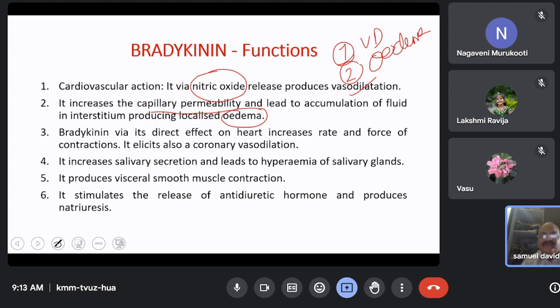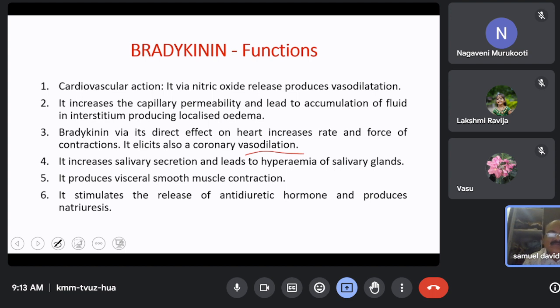And the third one is via its direct effect on heart, it increases rate and force of contraction, and it also elicits a coronary vasodilation. So actually it is contradictory. When vasodilation takes place, what happens? The blood flow decreases and the mean arterial pressure also decreases. But here, contrary to that, it is also having a direct effect on the heart, where it increases the heart rate and force of contraction is also increased. This is another possible effect of bradykinin.